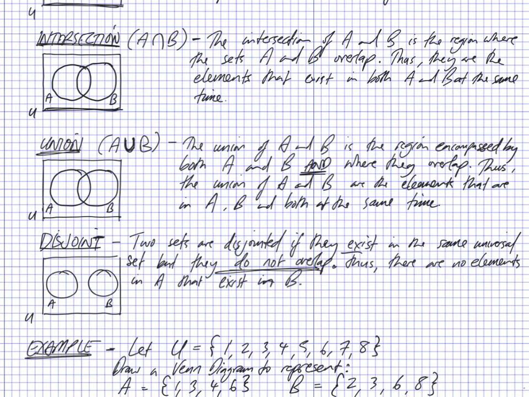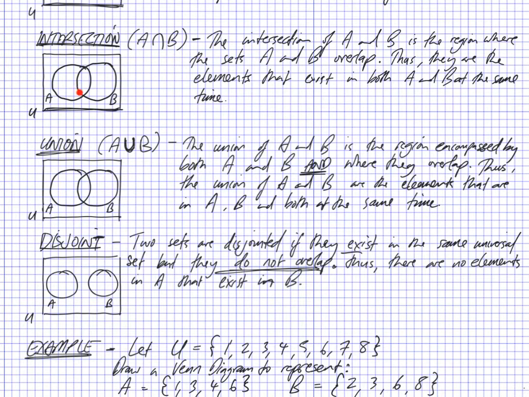The intersection of A and B is the region where the sets A and B overlap each other. So they are the elements that exist in both A and B at the same time. So I have the universal set. We've got two sets, A and B, in the middle. That is A. That is B.